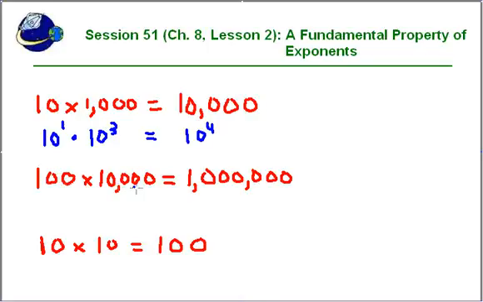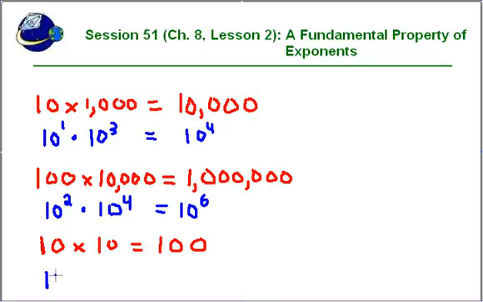100 times 10,000 equals 1,000,000. How would we rewrite 100 using 10 and exponents? It would be 10 to the second, 10 squared. What about our 10,000? Well, 10,000 is the same thing as 10 to the fourth. And lastly, 1,000,000 is 10 to the sixth. So in our second problem here, 10 to the second times 10 to the fourth equals 10 to the sixth.